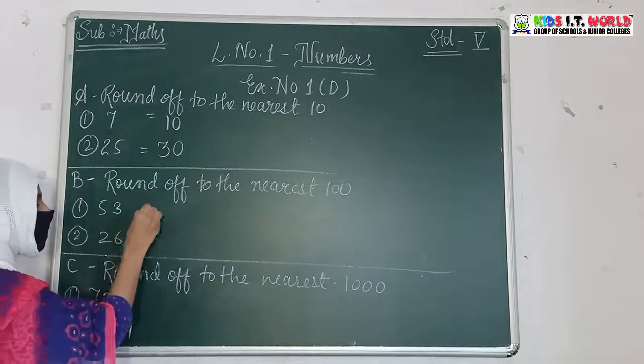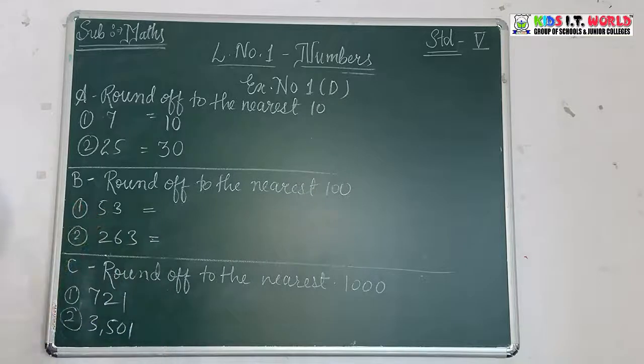In the same way you have to find the rounded value nearest to the 100. To round off a number to the nearest 100, we first find between which two hundreds the given number lies, and then find the 100 which is closest to the number and round off the number to that 100.